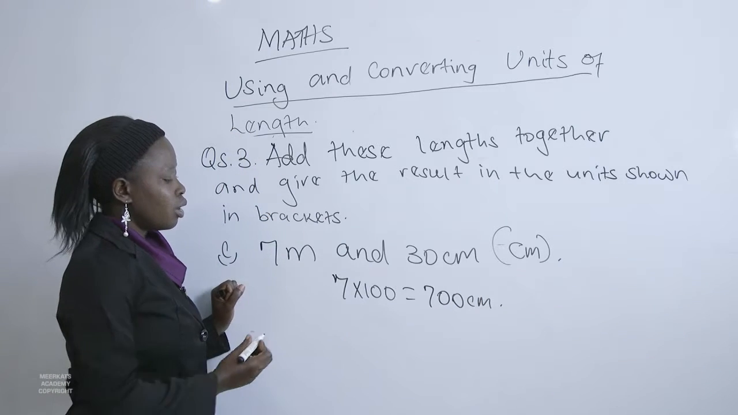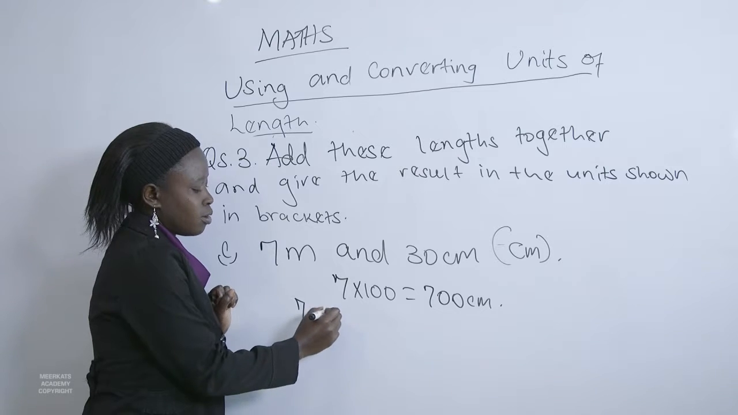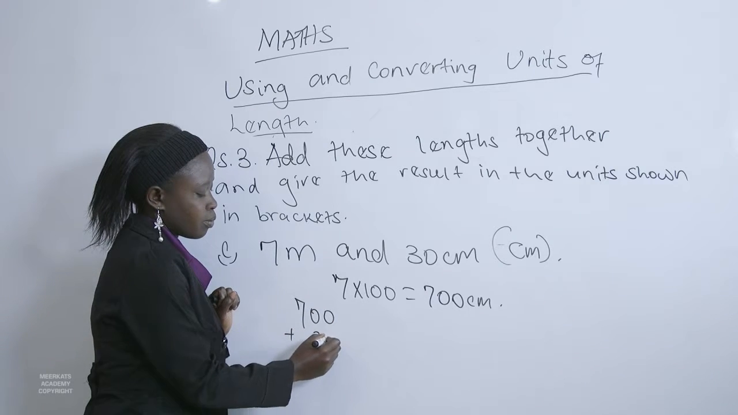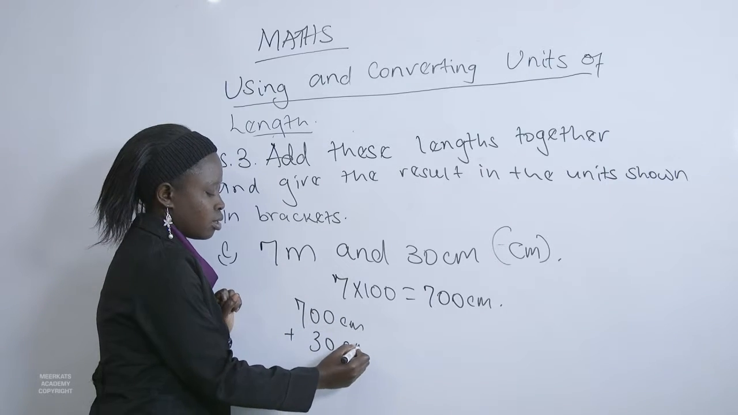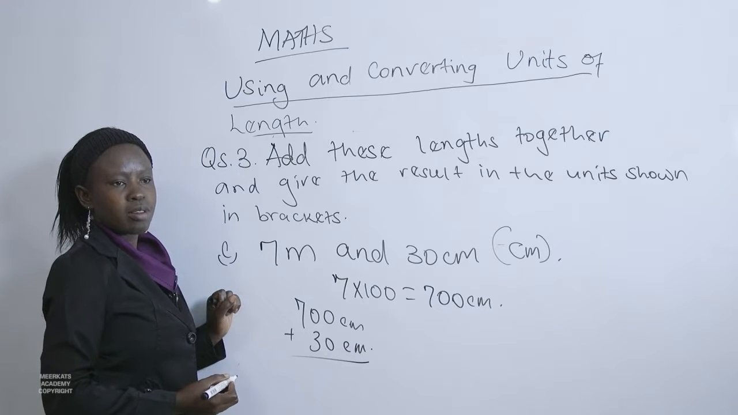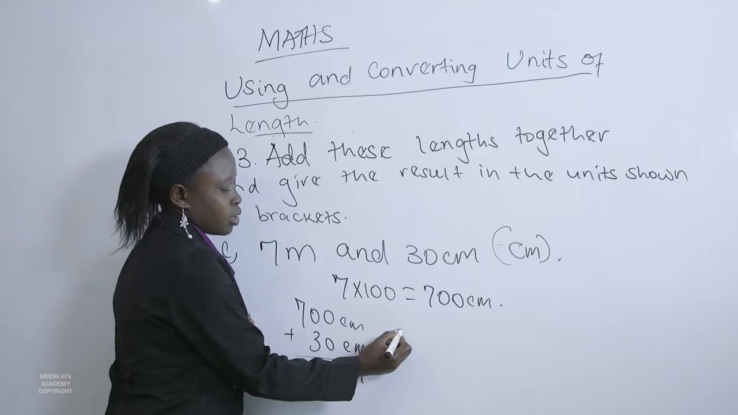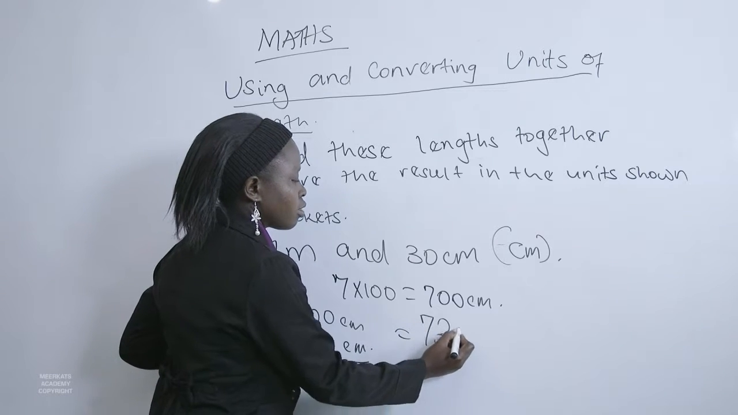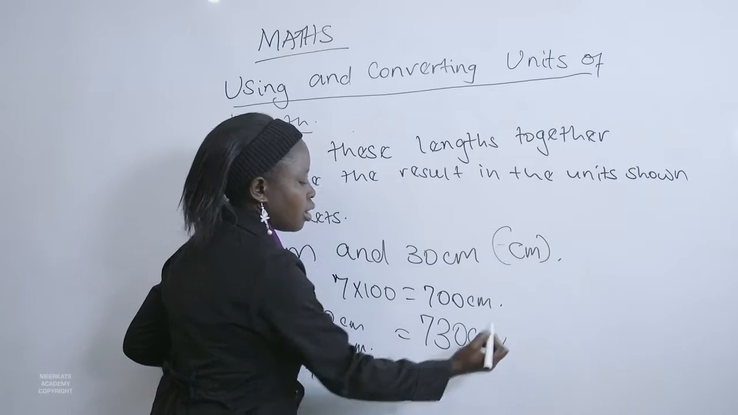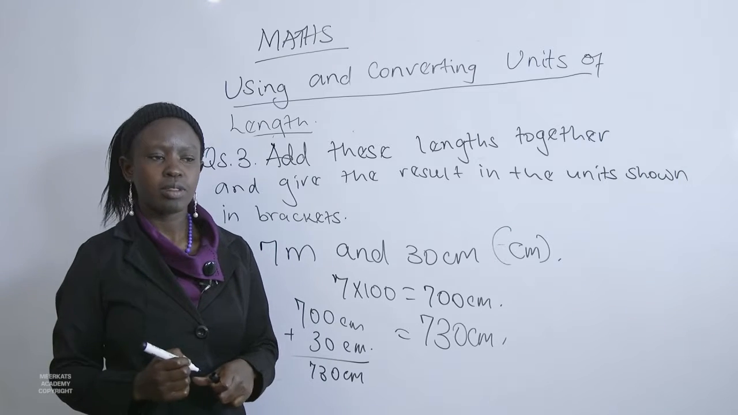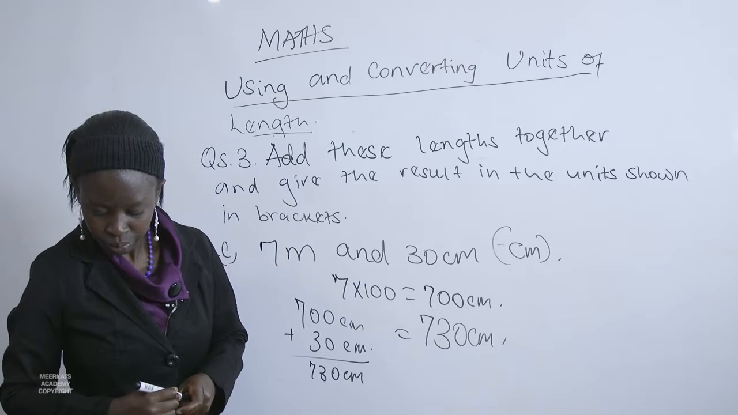Then next we add, so we have 700 plus 30 centimeters. 700 plus 30 gives us 730 centimeters. So the result is 730 centimeters.